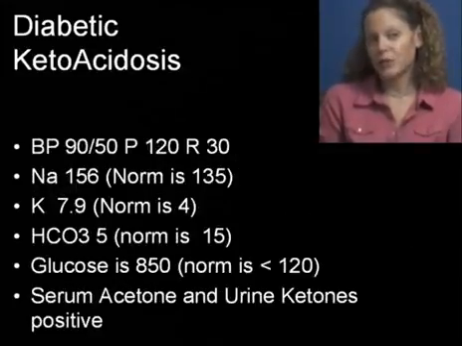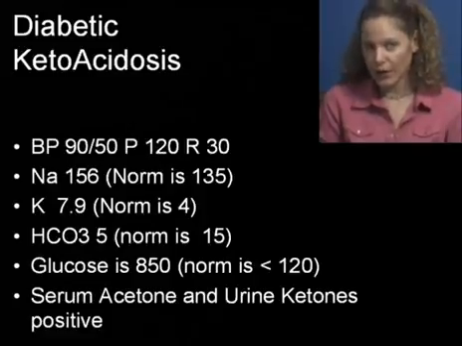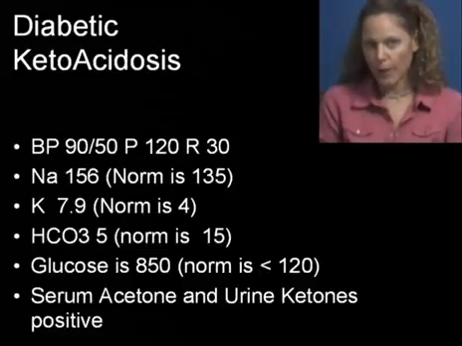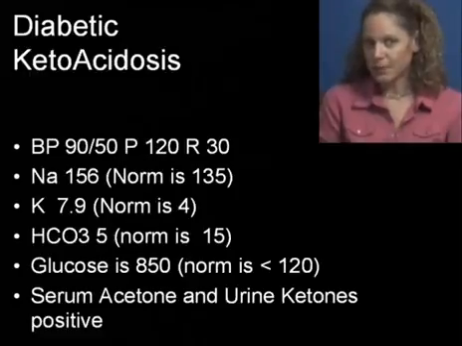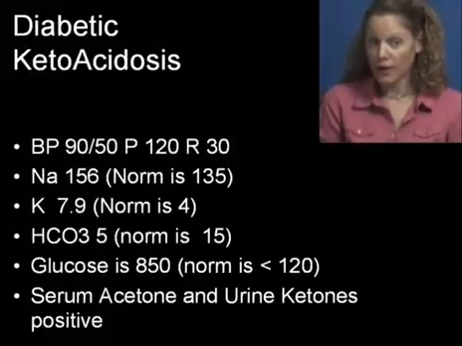Her vitals and labs are as follows: blood pressure low at 90/50, pulse tachycardic at 120. Her respirations are high at 30. Her sodium is 156, normal is around 135. Her potassium is 7.9, normal is around 4. Sodium bicarb level is 5, the norm is 15. Her glucose is 850. The norm is less than 120. Her serum acetone and urine ketone levels are positive.